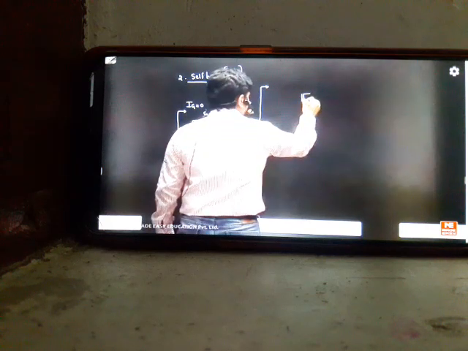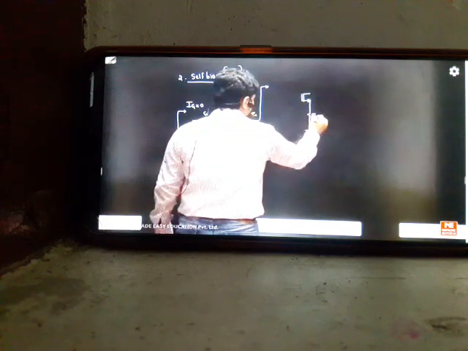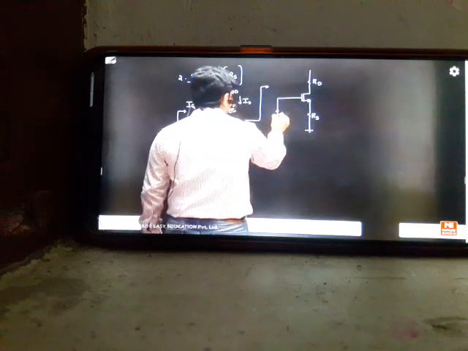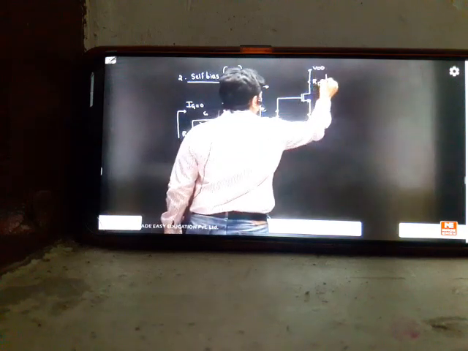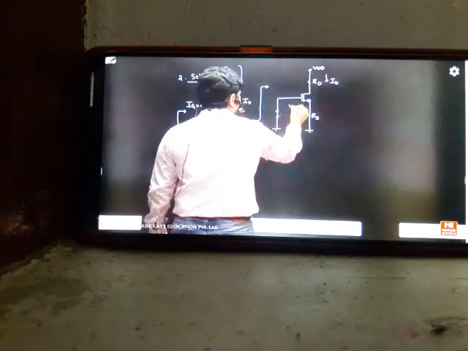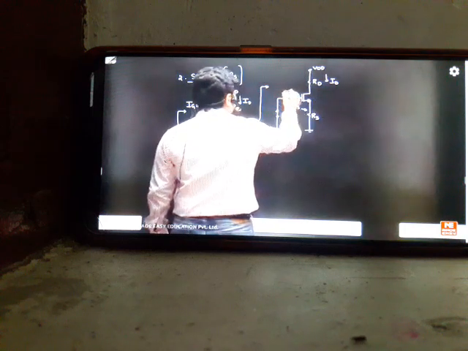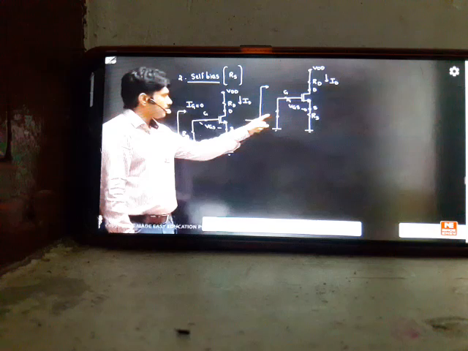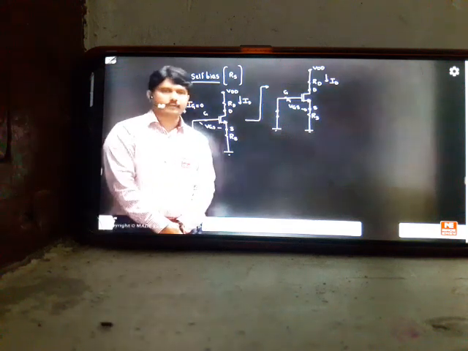MOSFET, we have RS, this is RG. A direct short is there here. This is your VDD and this is your ID. And we have VGS from here to here. This is gate to source, this is your drain. The circuit looks like this. Simple thing is, you just make RG a short. Nothing more than that you have to do in the problems.